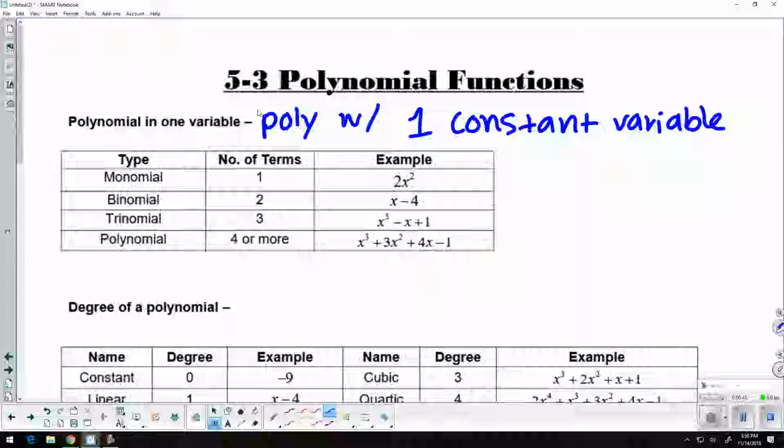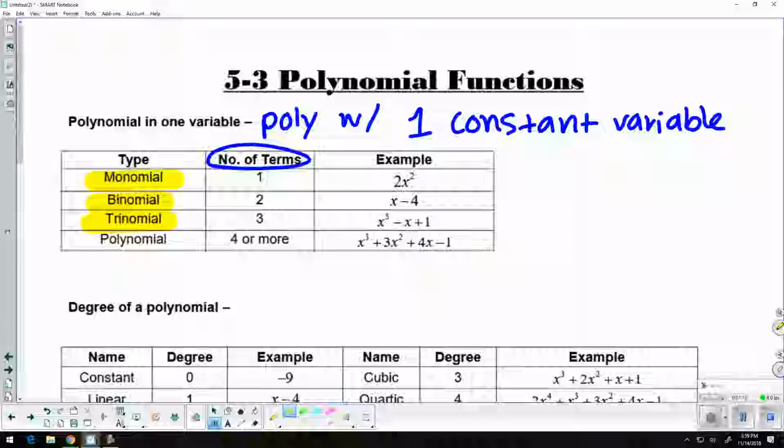The first way in this box is naming it by the number of terms that you have. As you can see, if there's only one term, like 2x squared, then that's called a monomial. We've kind of talked about this. Let me use my highlighter. So again, monomial if there's one term, binomial if there's two terms, and the example to the far right is x minus 4, so that's two separate terms, with a minus sign separating the two terms in between.